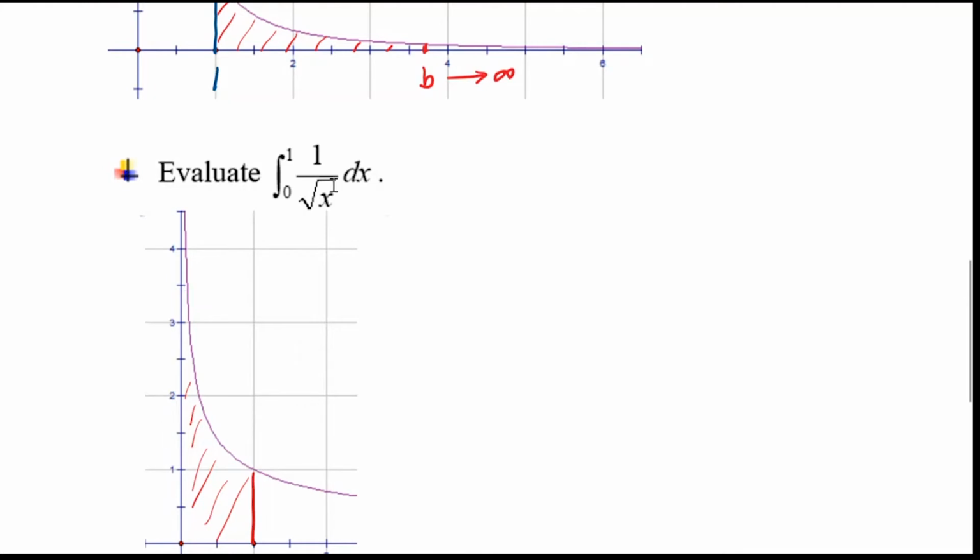If there is a vertical asymptote anywhere between these two limits, or even at the end, that makes this an improper integral. This may or may not converge. We don't know. In this case, we expect it to converge to 2.